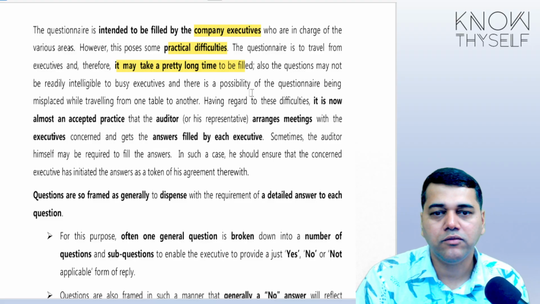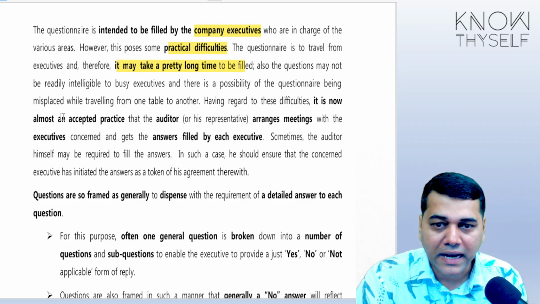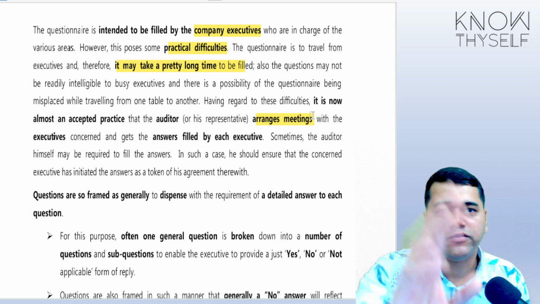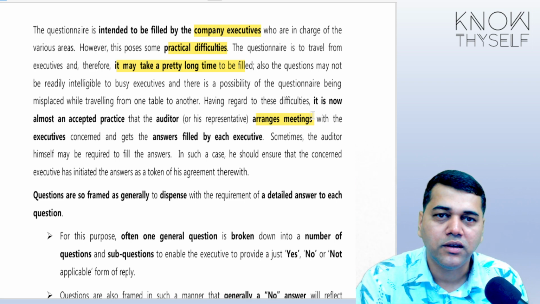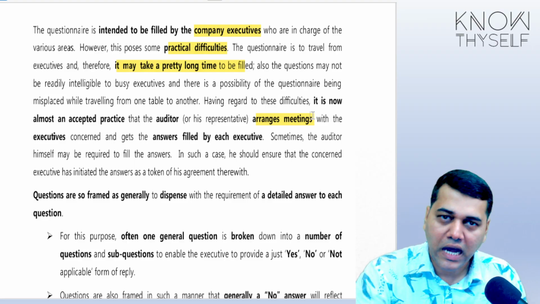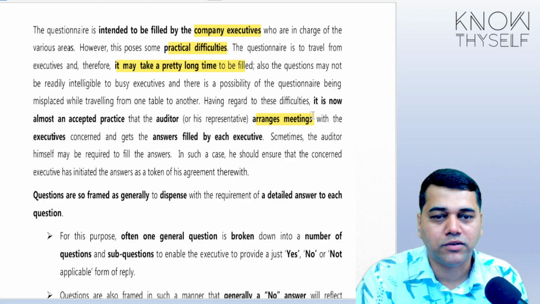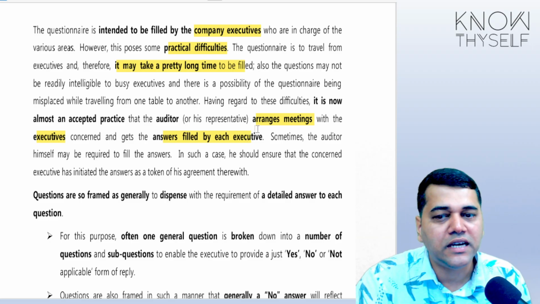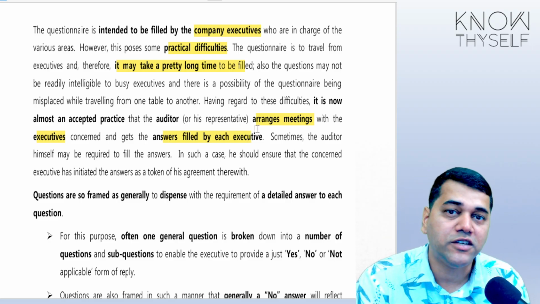We are not giving. What's the best practice? So, the accepted practice: we will have one meeting. Imagine, students, if I had sent you a questionnaire and you are not filling that one. What's the best thing? One-to-one, we will have one Google Meet. I will hold the questionnaire. I will ask you straightforward. And the executives concerned get the answer filled then and there itself. So this is how practically it works today.